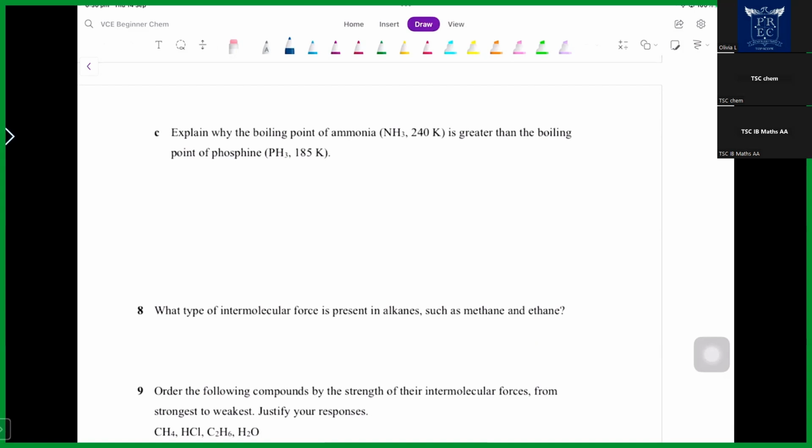Last week I gave you one more worksheet, right? 2D. Yeah. This one. Easy.